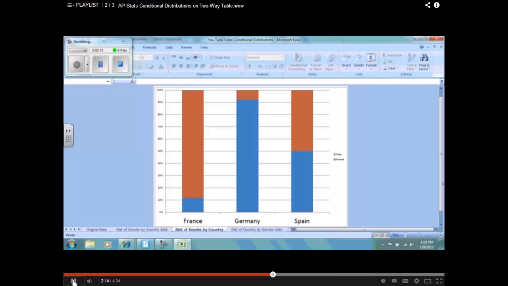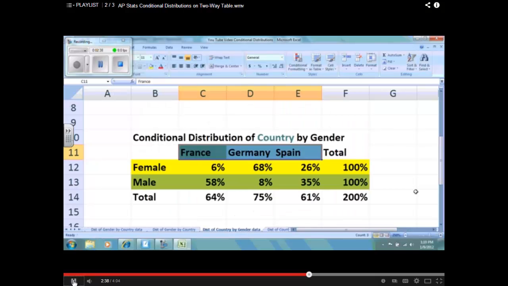Notice our question was find the conditional distribution of gender by country. We have the countries listed separately, and inside the country we have a male and a female split out. So this does answer the first question correctly. Find the distribution of gender by country. Let's take a look at the second question. Find the distribution of country by gender.